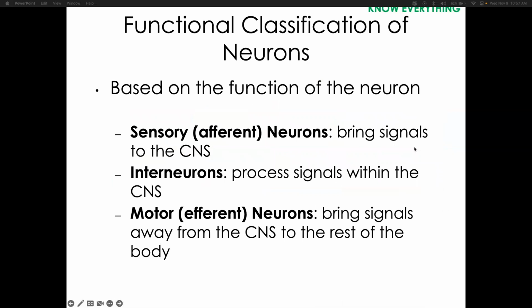And then neurons are also classified based on their function as well as their structure. Sensory neurons, or afferent neurons, bring signals to the central nervous system. And then we have our interneurons, which process these signals within the central nervous system. And lastly, we have our motor neurons, or efferent neurons, and they bring signals away from the central nervous system to the rest of the body.